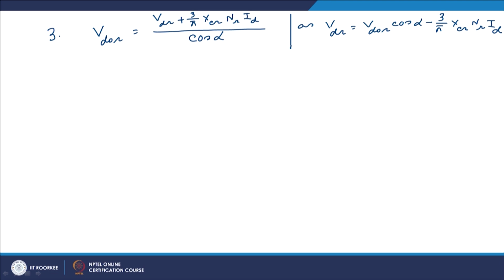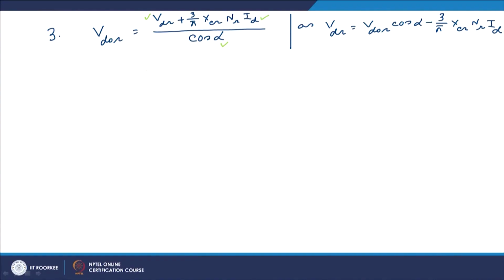Now, in this expression, what are the quantities known? Alpha is known. ID we have just now calculated in the last step, VDR we have calculated in the first step, XCR and NR are all known quantities. For example, you have already said in the last lecture that for a 12 pulse HVDC link NR is equal to 2 and XCR is nothing but the transformer leakage reactance. So, in this expression everything is known. So, therefore, VDOR is known or calculated.